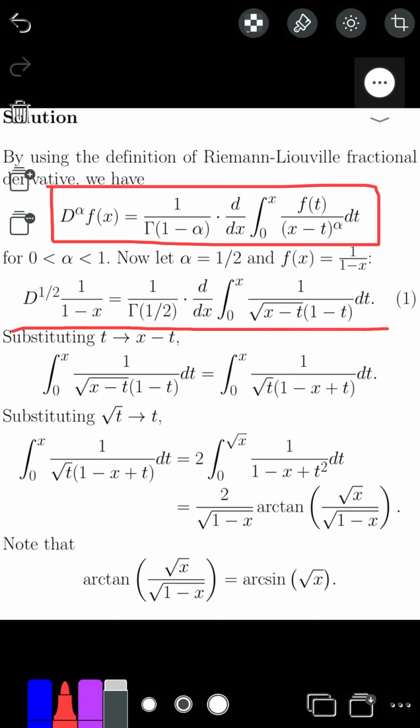Here alpha is 1/2, so square root of x minus t. So that's just substituting alpha equals 1/2 and f of x equals 1 over 1 minus x using the Riemann-Liouville fractional derivative definition. I hope I'm pronouncing it right. Liouville, I don't know.